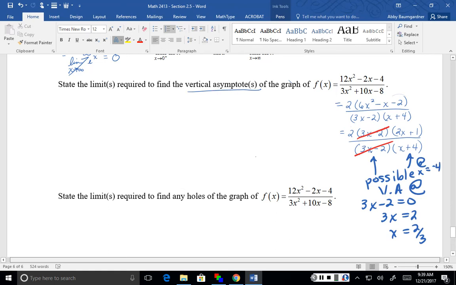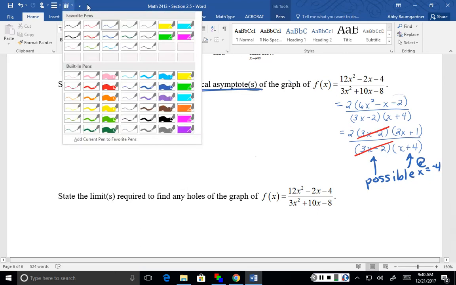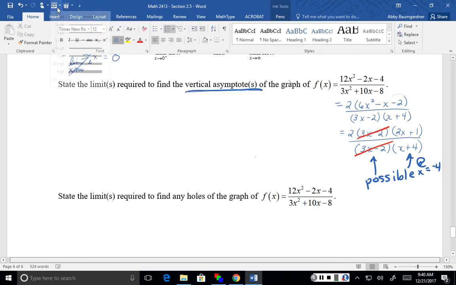You just take each piece, set it equal to 0. Now that I see these things cancel, I can erase this guy, because I know that while I thought he might be a vertical asymptote, he's not. Since he cancels, he's actually a hole. So when they ask to state the limits required to find the vertical asymptotes, all they're wanting is the ones for the vertical asymptotes, nothing else.